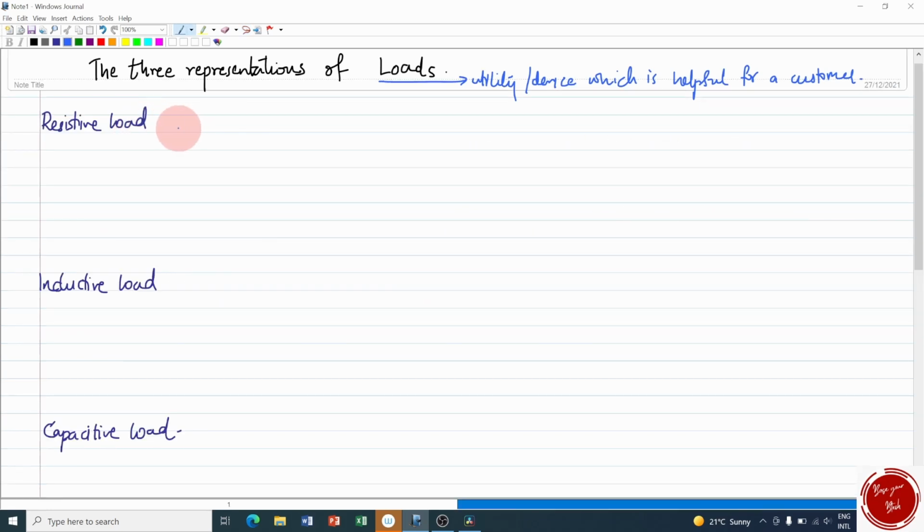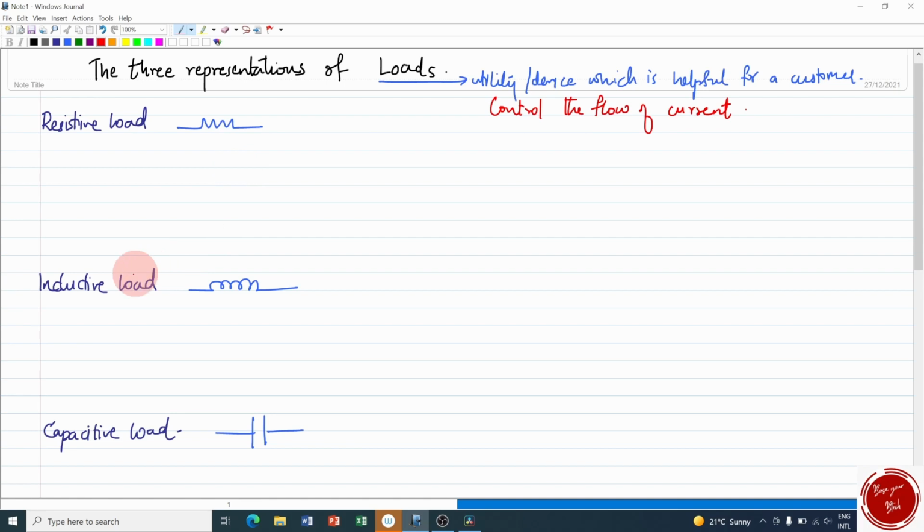A resistive load is represented like a resistor. This is a resistive load or a resistor, and an inductive load is just the inductor. A capacitive load is just a capacitor. In general, the purpose of all three components is to control the flow of current, or to resist the flow of current.